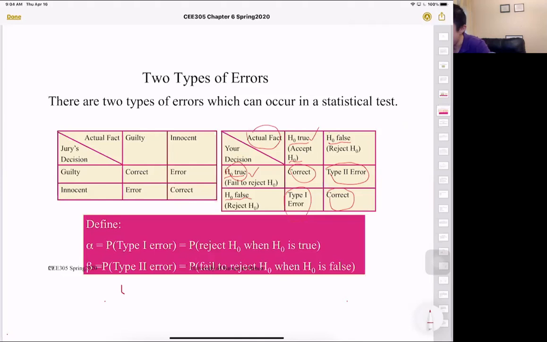And type 1 error is controlled by alpha, which is the probability that we reject H0 when H0 is actually true. The type 2 error is called beta, which is the probability that we fail to reject H0, but it is actually false.